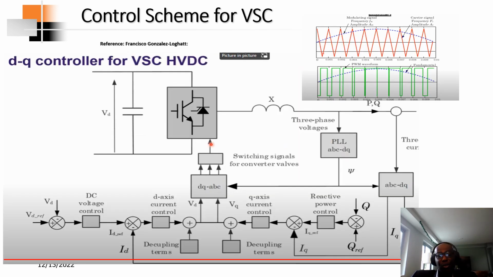This is a picture that shows how the inner controls, the DQ controller, look. We have an outer controller, which can either be AC voltage or reactive power, or DC voltage and active power. That becomes your outer control loop, and your inner loops are the current-based control loops, your direct axis and quadrature axis. Utilizing pulse width modulation, it provides the switching signals to these converters to operate the converter.